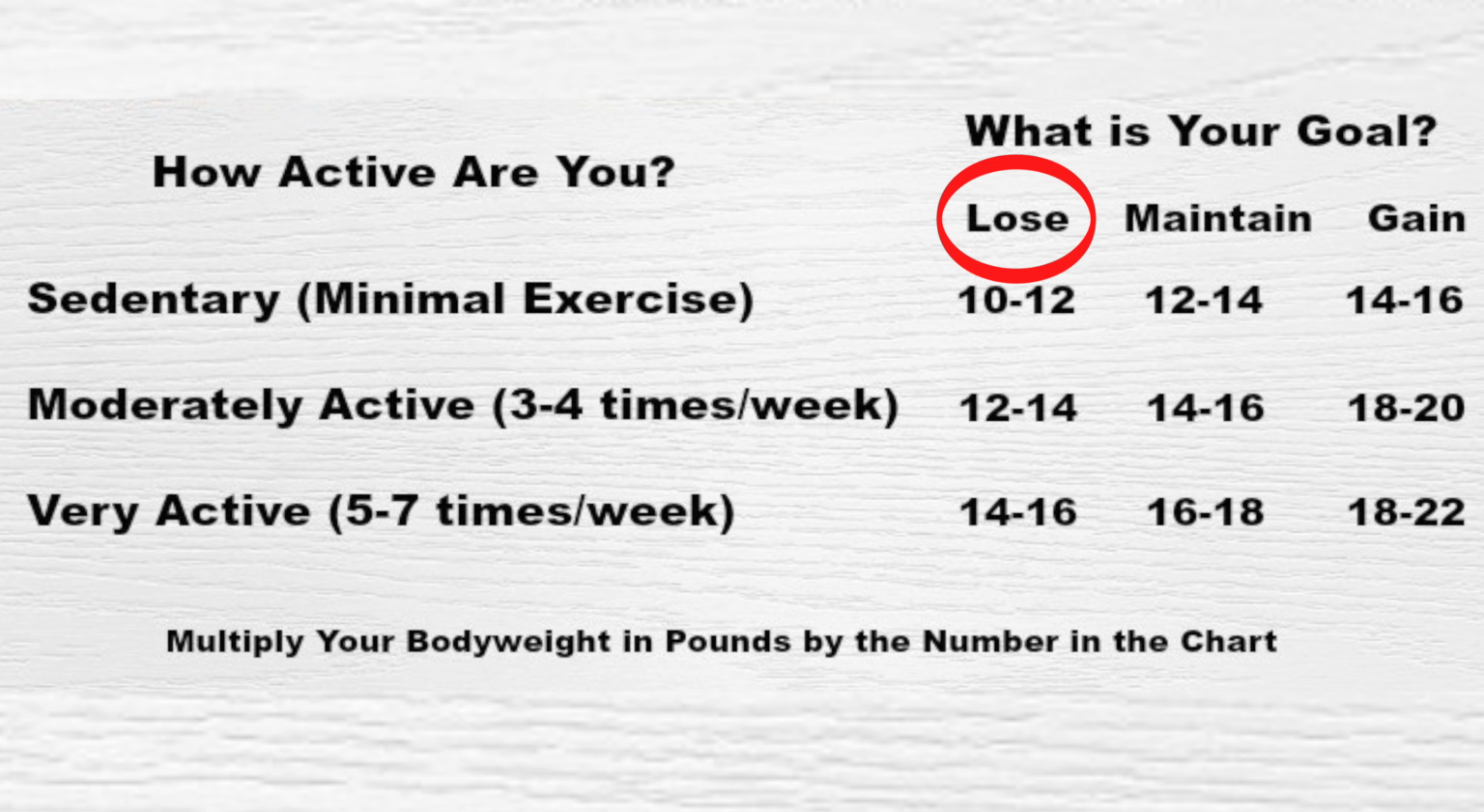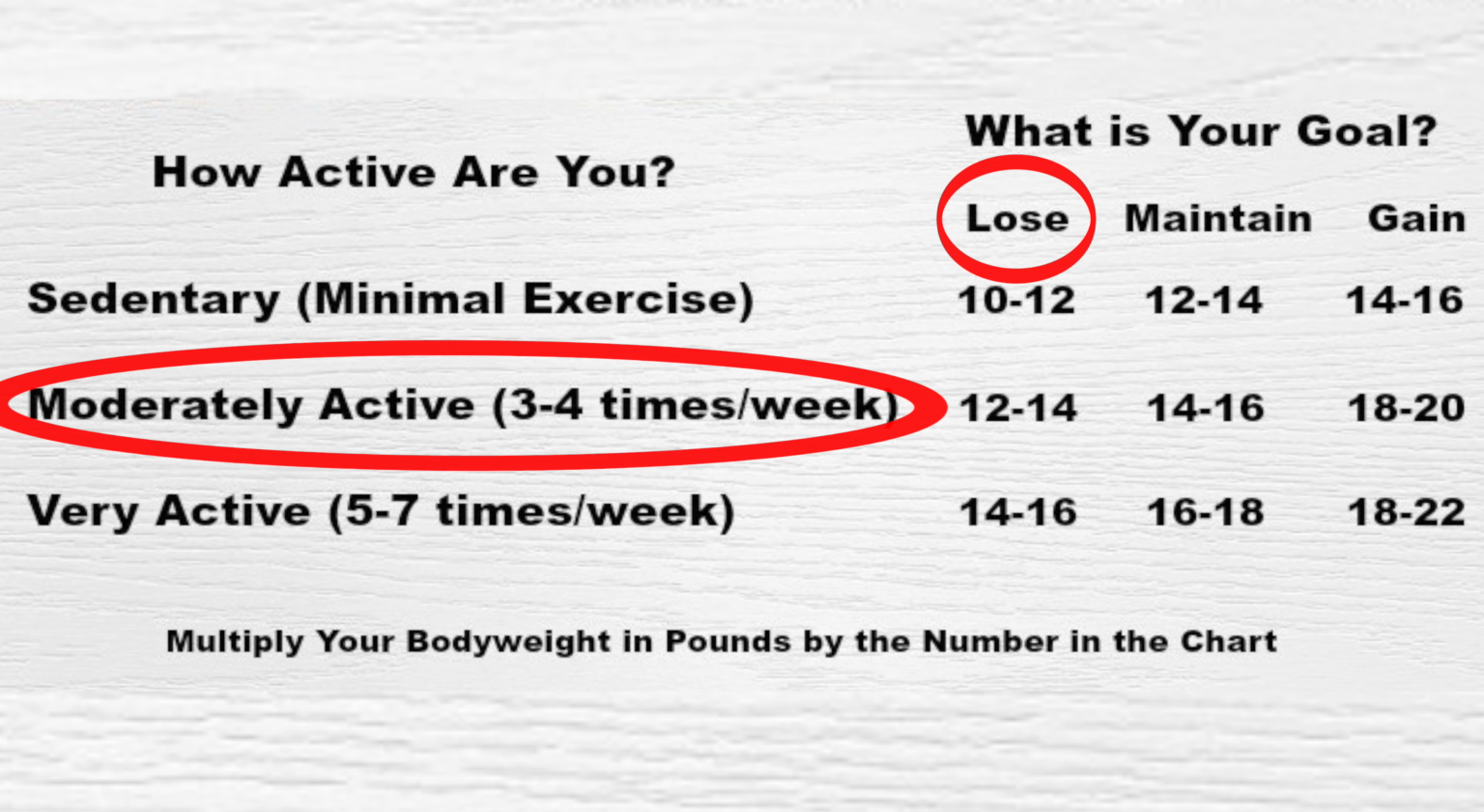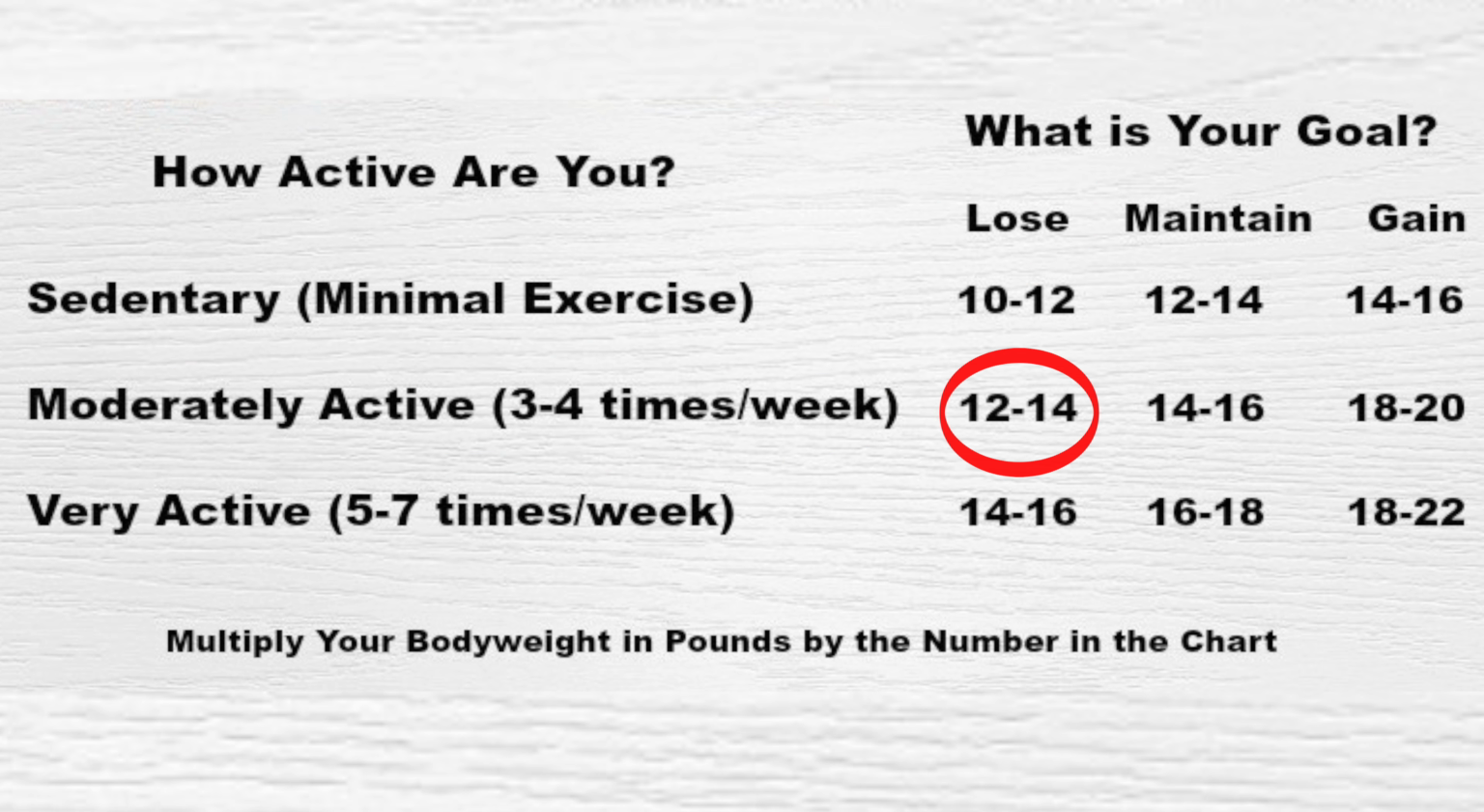So let me give you an example. We have different multipliers for sedentary, moderately active, and very active. There's also 3 categories based off of weight loss, maintain, and muscle gain. So let's say we have a 140-pound person that wants to lose weight. So we're immediately gonna go to the weight loss column. They're gonna be moderately active, meaning they work out 3 to 4 times a week. Our multiplier is gonna be 12 to 14 in this table. So we are gonna take 140 pounds times 12. That's gonna give us 1,680 calories.